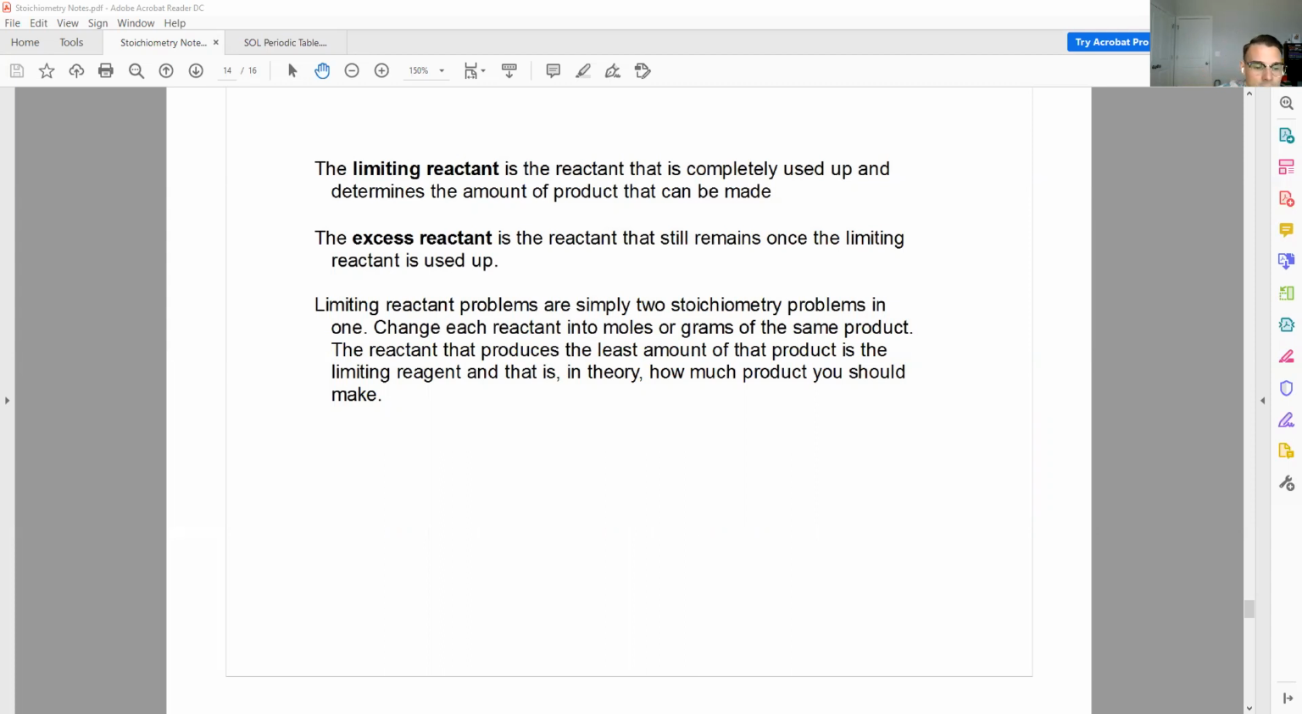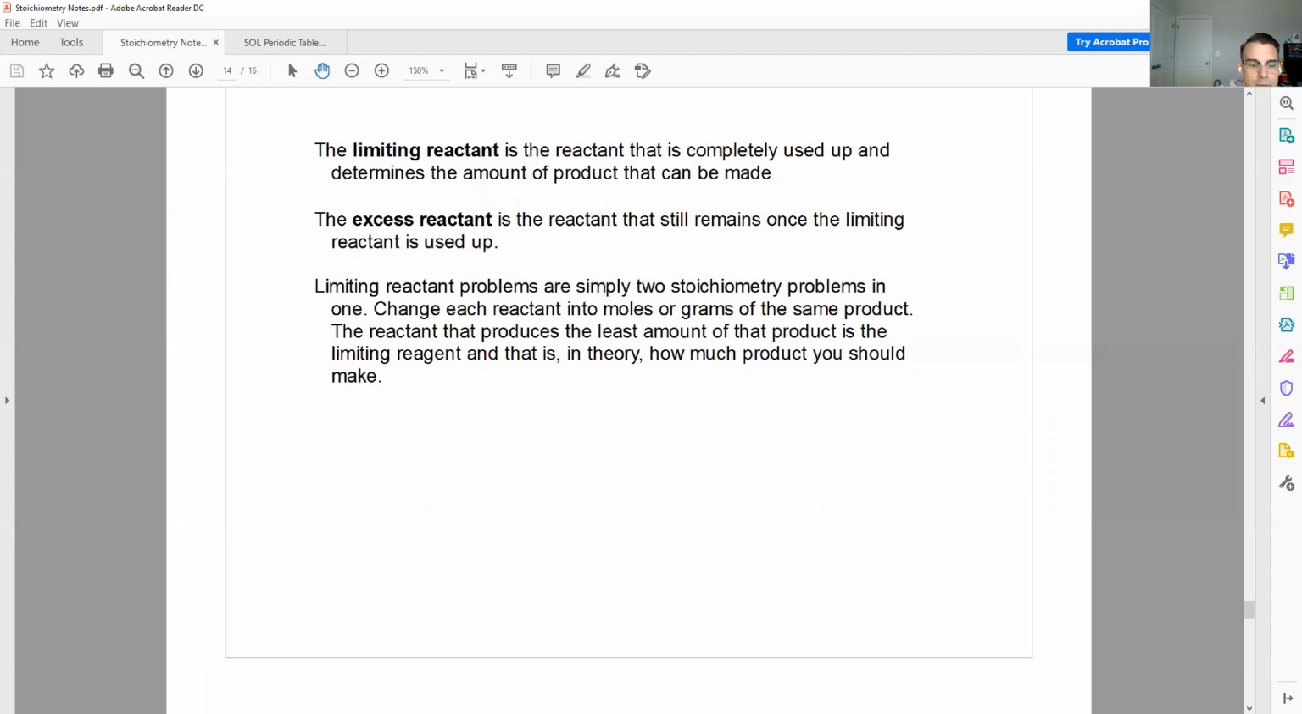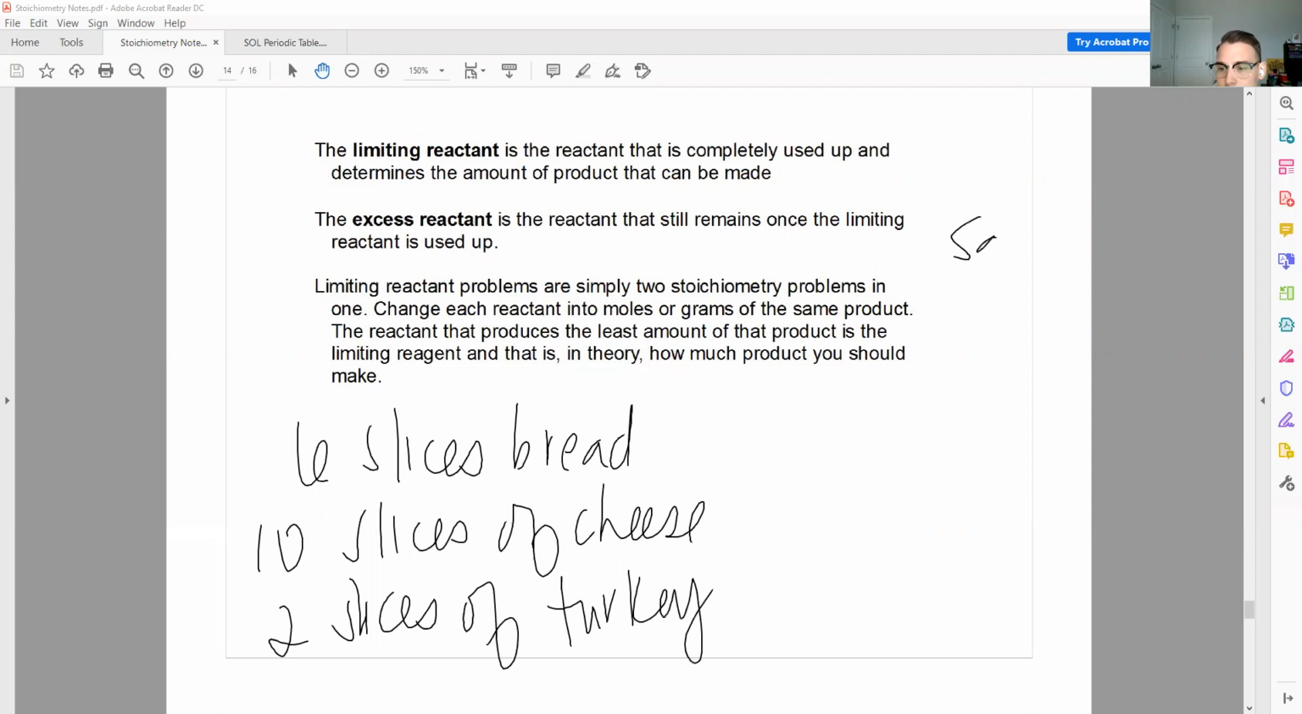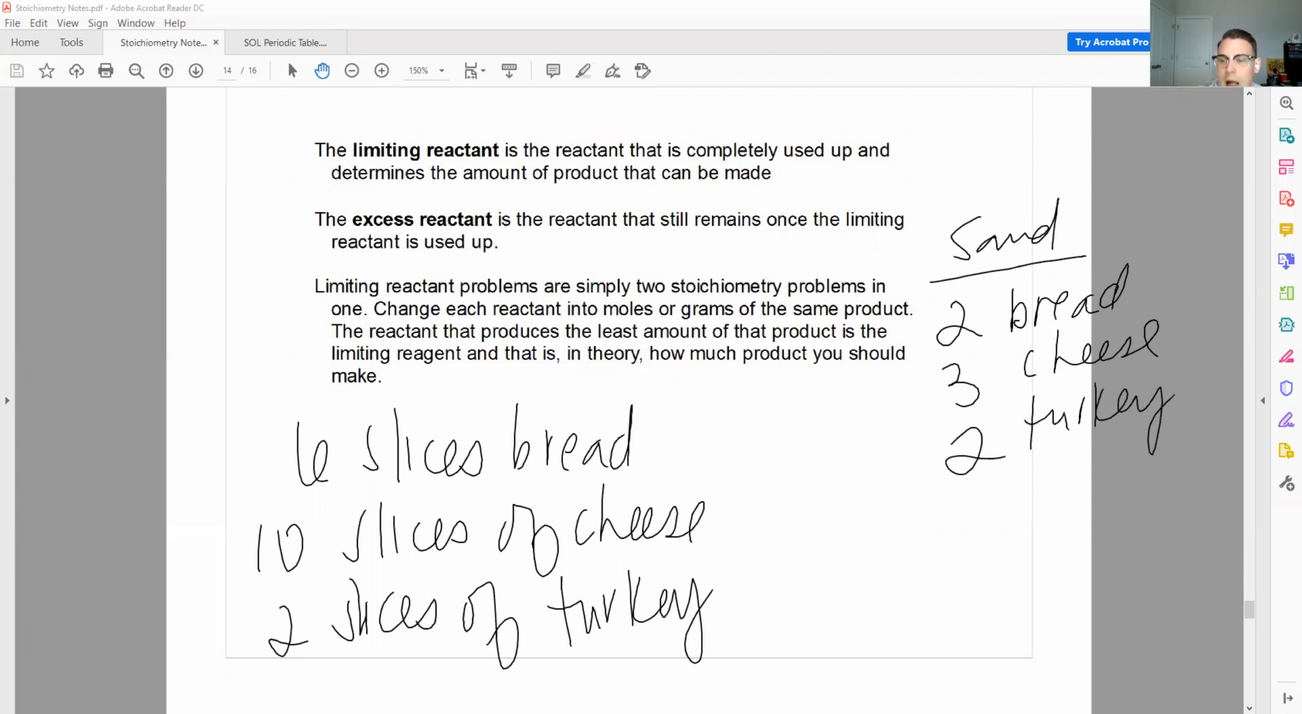If I have 6 slices of bread, if I have 10 slices of cheese and 2 slices of meat, let's say turkey. And to make a sandwich, the recipe calls for 2 pieces of bread. We really like cheese, 3 slices of cheese, and 2 slices of turkey. Well, how many sandwiches can I make if this is what I have?